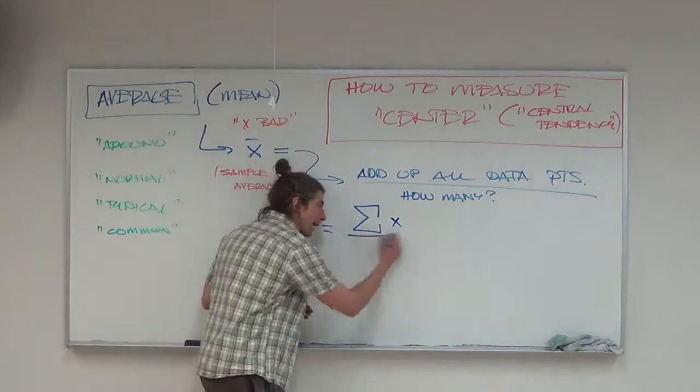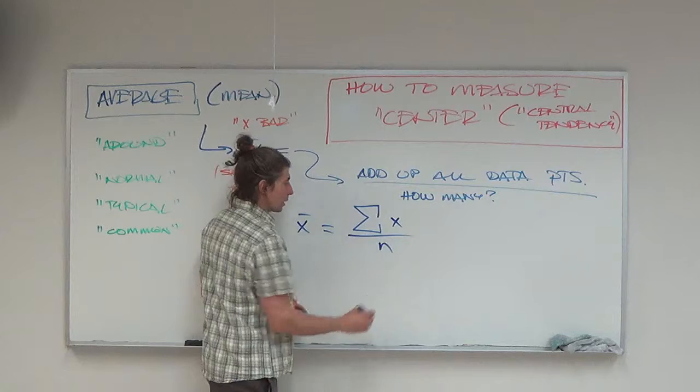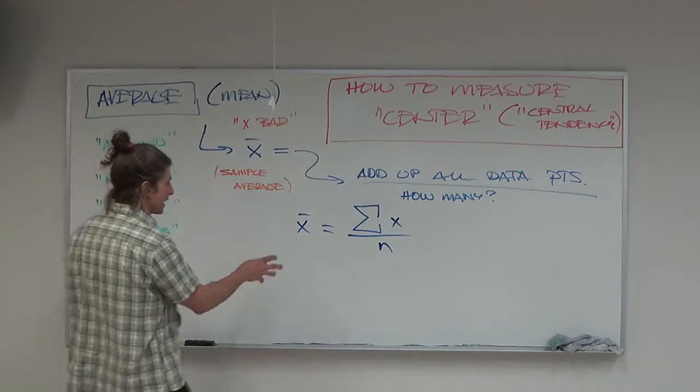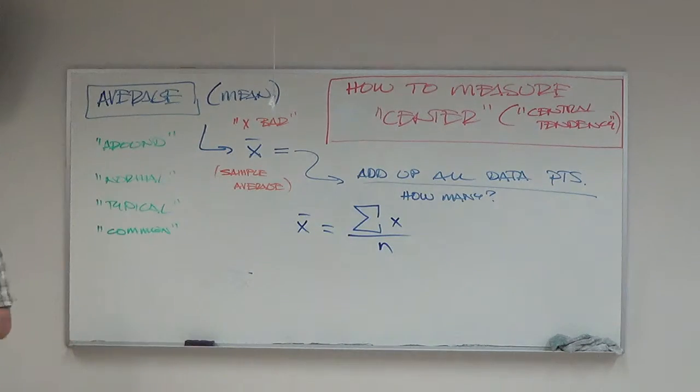That's how you add up all your data symbolically. And then you divide by how many data points you've got, which in this case we denote with a little tiny n for sample size. So little n is your sample size, big sigma means to add, x means data. That's it. That's a really nice, concise way of saying your average is the sum of your data divided by how many you got.